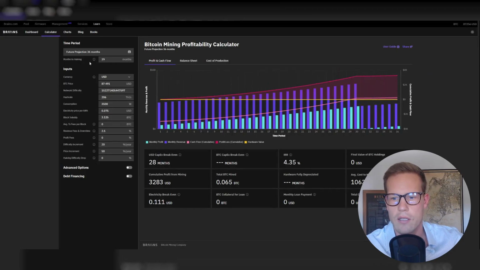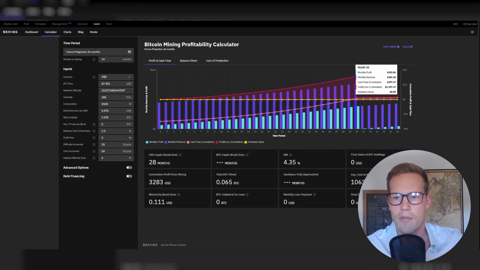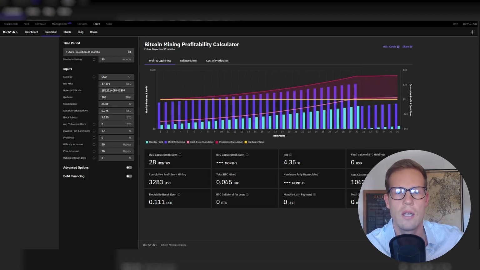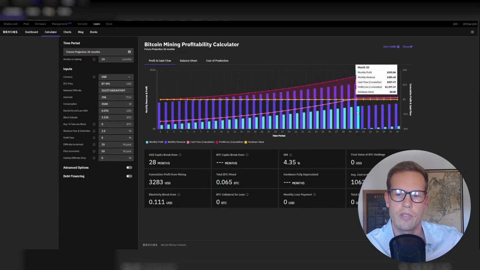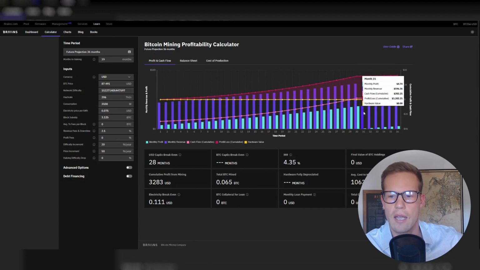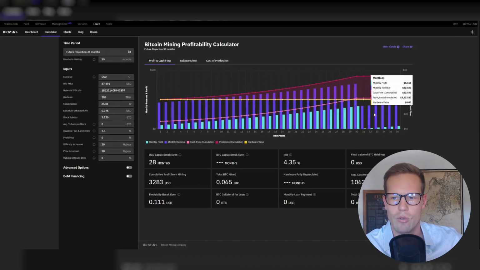Now let's have a look. This is where the halving is. So remember, it's 29 months to the halving. Here you can see in month 29, month 30, we have a monthly profit of $193, because remember, we put that Bitcoin price goes up quicker than the difficulty. So it makes sense that our profits go up. In month 30, we have a monthly revenue of 385 and 193 profit. And then in the next month, boom, the halving hits and our monthly profits go to $4.74 and the revenue gets slashed as well. And then from there, it keeps increasing again.